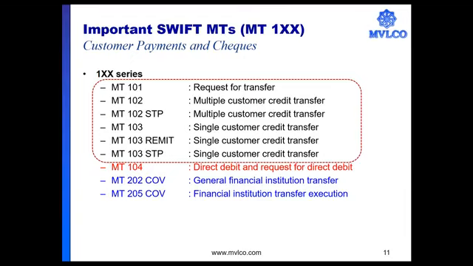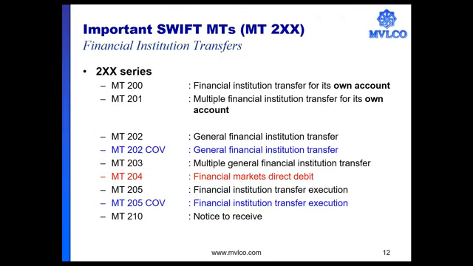Now let's understand what is customer payment and checks before we move to type 2. If any party in the payment chain is a non-bank entity, in that case, I would use series 1 for making the payment. And if all the parties in the payment chain are banks, I will use series 2. The series 2 messages I have divided into two parts. As we said, series 2 is used when every party in the payment chain is a financial institution.